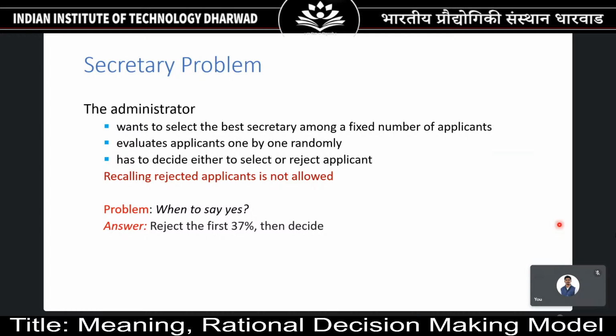There are two types of further modification of this problem, but the answer to that solution is 1 by e, 1 by e multiplied by 100, which comes to 37%. It means that suppose you have 100 applicants, then up to 37, you evaluate each and every candidate, and keep the best in mind. And after the 37%, whoever is better than the best you have already seen, you have to say yes to that person. So that is the solution.